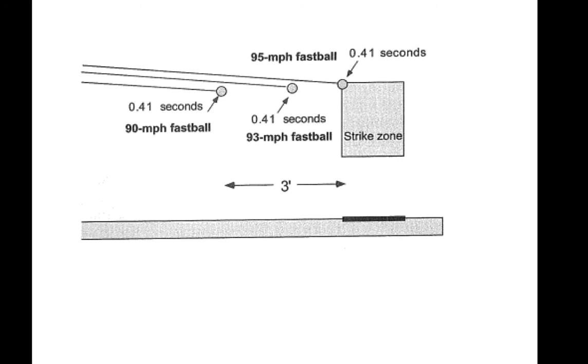And here we're going to look at two fastballs that have been thrown, and you can see that by the time they get to the strike zone, less than half a second has gone by. But you can see the difference between a 90-mile-an-hour fastball and a 93-mile-per-hour fastball. The 90-mile-per-hour fastball, because it's in the air for a longer period of time, is going to be subject to the force of gravity, and it's going to come in a little bit lower than the ball that's thrown at 93 miles an hour.